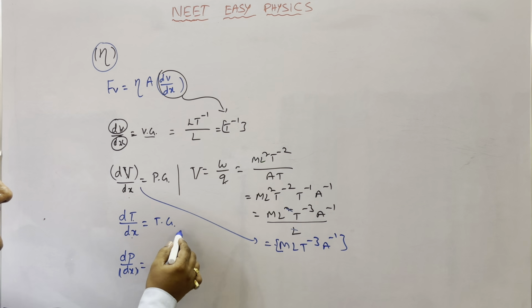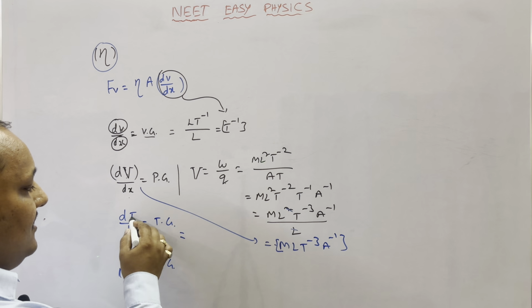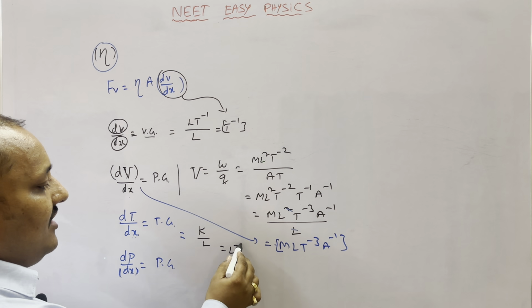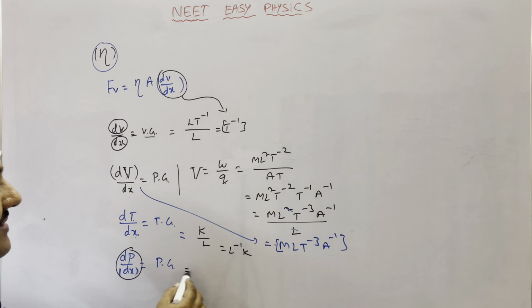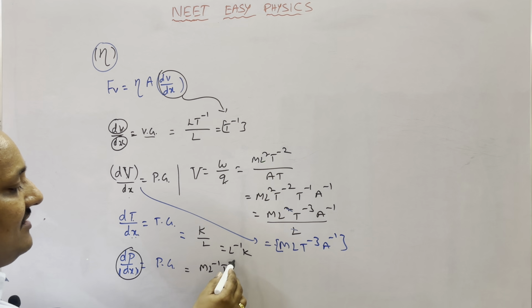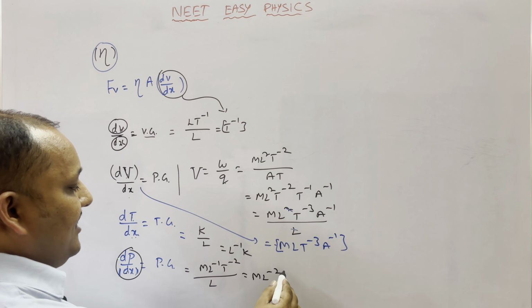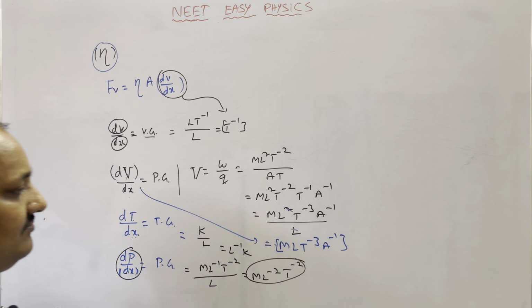Now temperature gradient. What is the temperature gradient we said? Change in temperature with respect to distance. Temperature we denoted either theta or K. So K by L, so L power minus 1 K. Now pressure gradient. What is the pressure dimension formula? M L power minus 1 T power minus 2 by L. So M L power minus 2 T power minus 2. Isn't it? So like this we can write. But our main aim is this one.